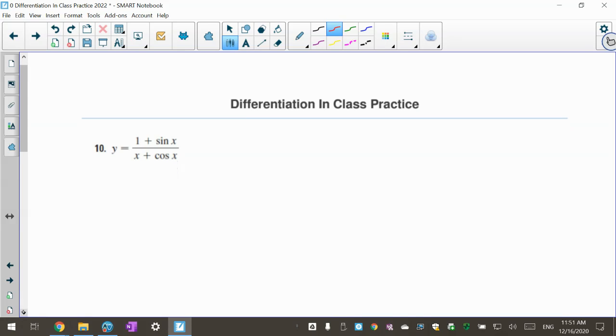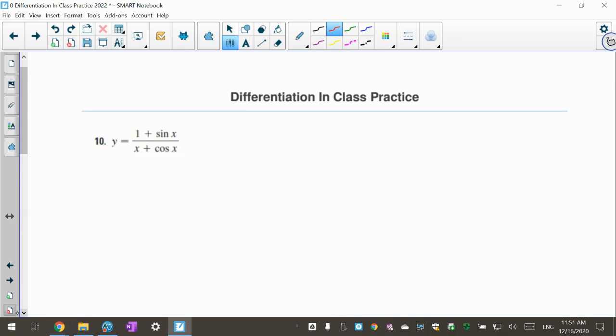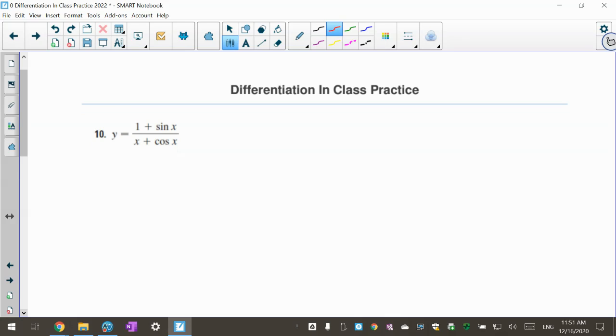This derivative right here, number 10, I see it's also the quotient rule because it's a quotient, and I see they're both two trig derivatives. So let's set up our f and g's and get all organized. So this is f and g. So f is 1 plus sine of x. F prime is just going to be cosine x because if I take the derivative of 1, it's a 0, and the derivative of sine is cosine.